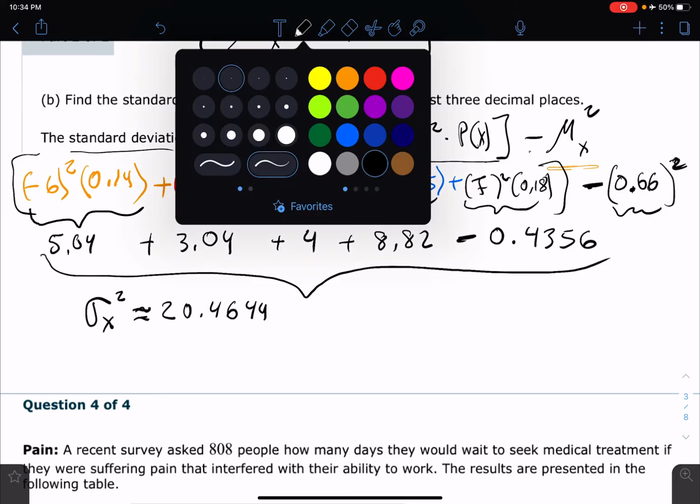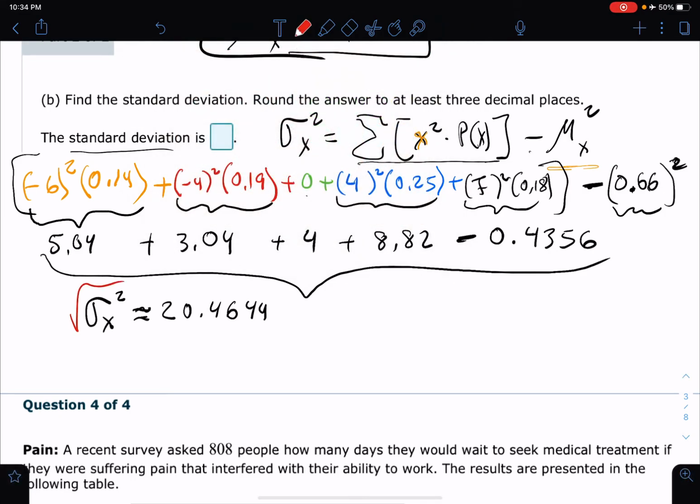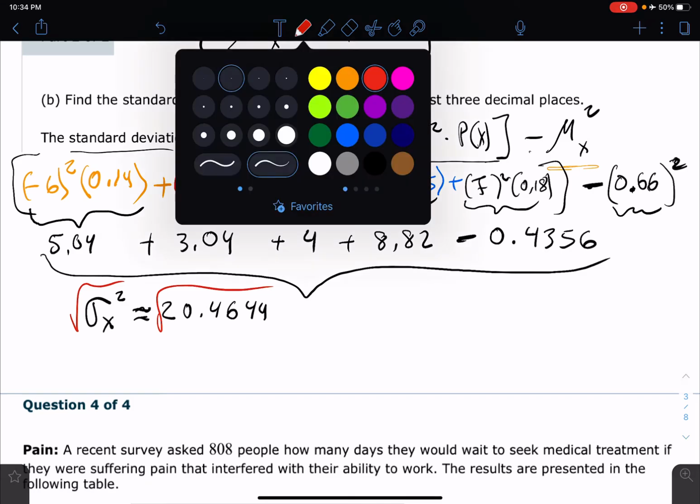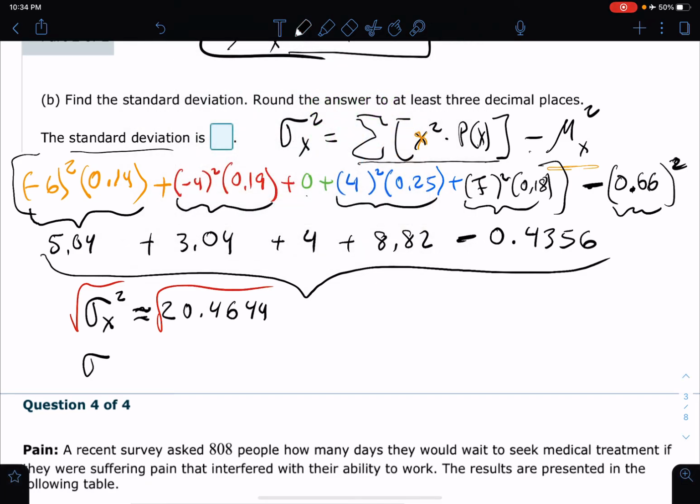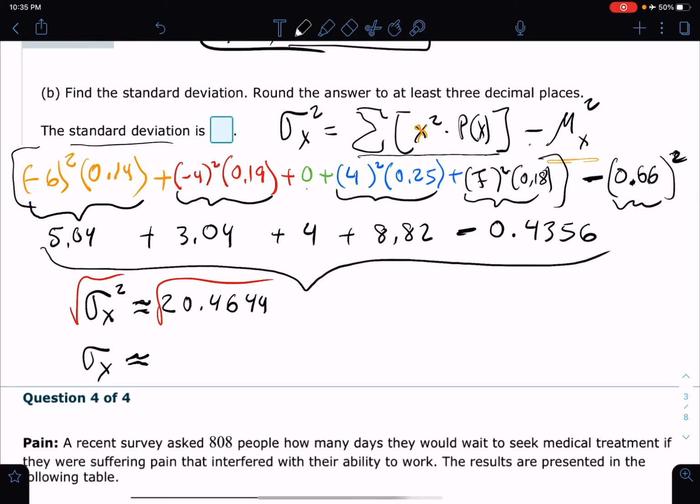Well, all you have to do is square root the variance. And when you square root the variance, you now have the standard deviation of the random variable x, which it said to please round to 3 places, and we get 4.524.